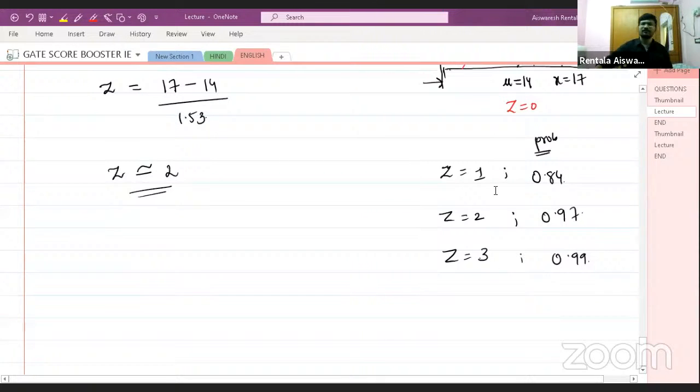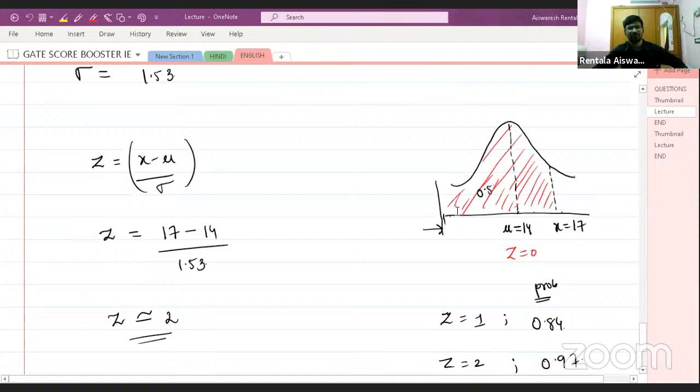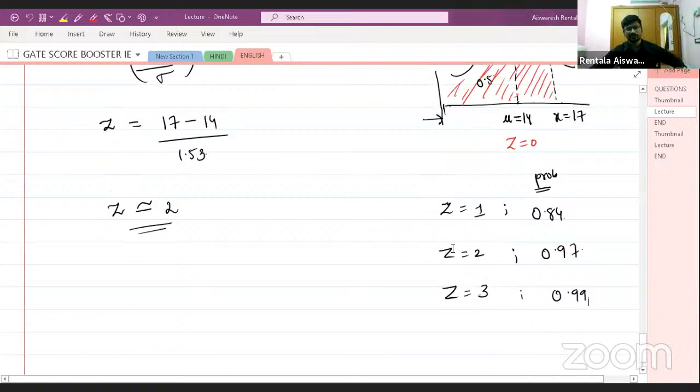Okay, so again, if you know these values, you can find out for z is equal to -1 also. Z is equal to -1 you can find, because you can play with the areas over here, with this 0.5 area. For z is equal to -2 and z is equal to -3, similarly you can find, as you know the total area is 1, so by doing 1 minus some areas you can find out.